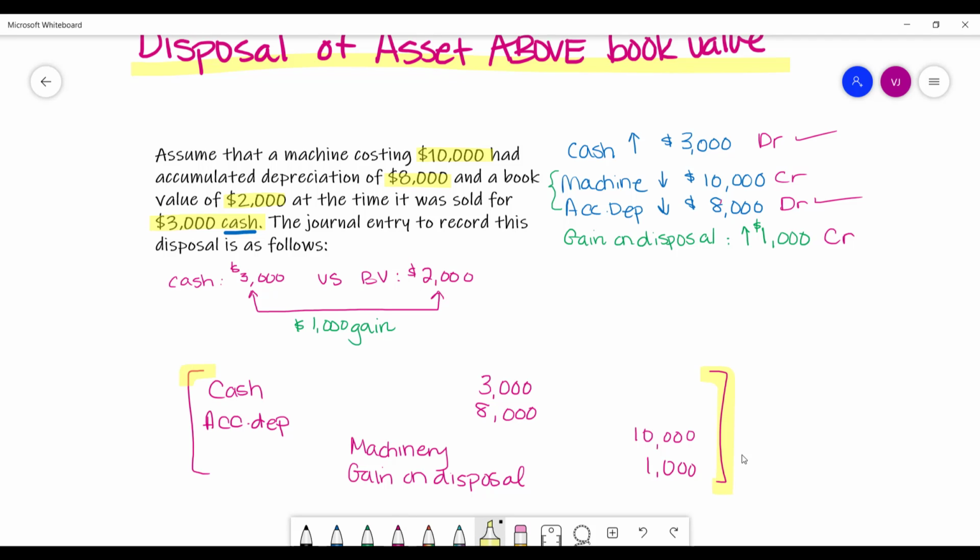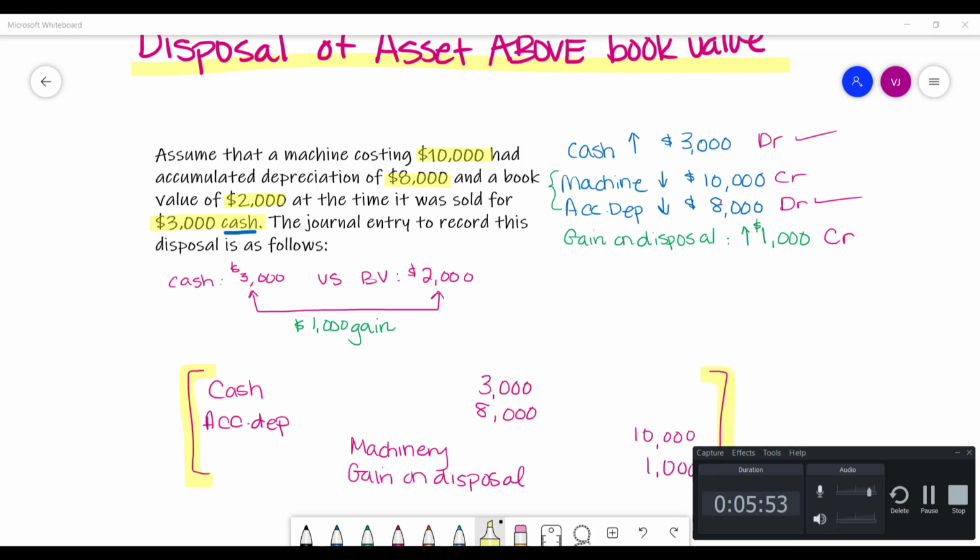So that's how we record getting rid of an asset and receiving more cash for it than its remaining book value. So you first need to make sure you're removing the asset and its accumulated depreciation, recording the cash received or the note receivable, and then record the gain or the loss on disposal of that asset.